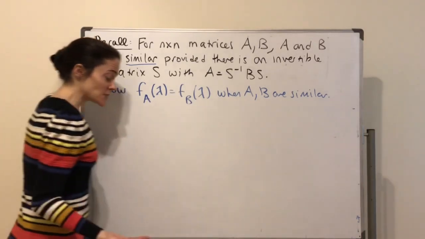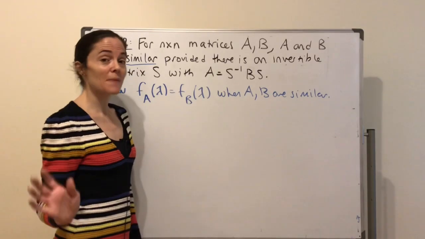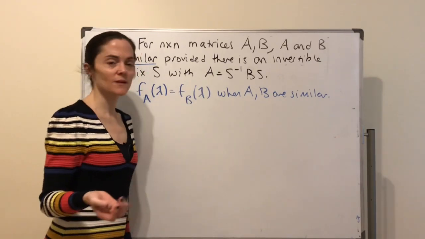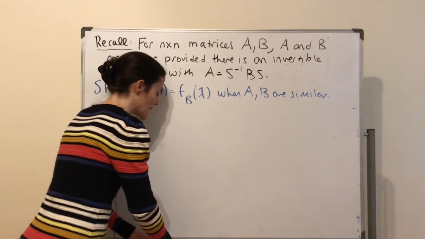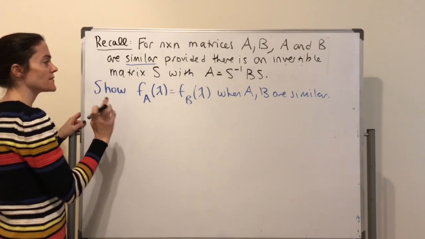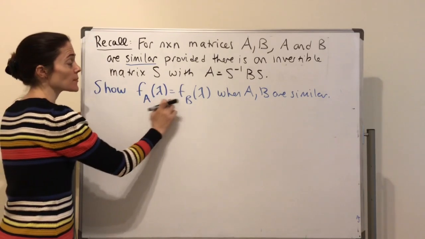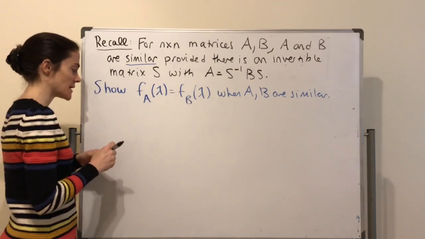Now, what I'd like to do is think about this idea of similarity with matrices and their characteristic polynomials, or equivalently, what does that say about the eigenvalues? And this is what I want to discuss now. So what I'd like to show is if you have two similar n by n matrices, their characteristic polynomials are the same. And how can I show this?